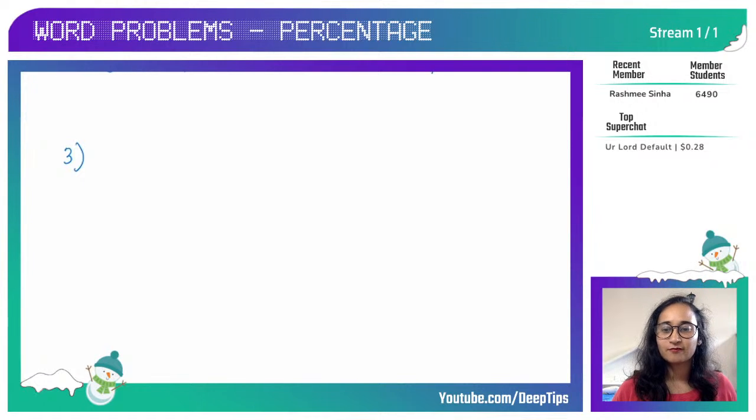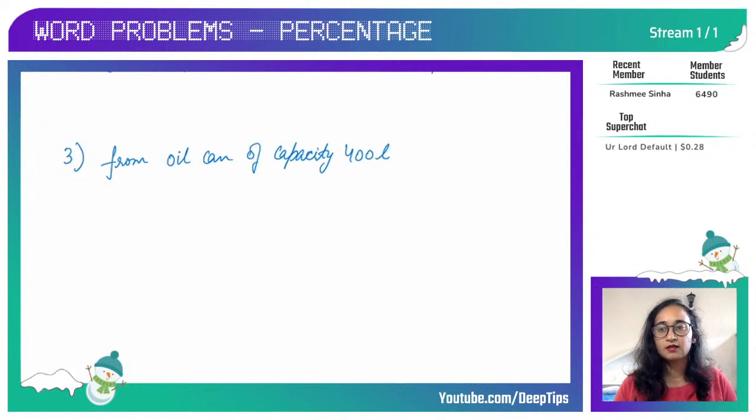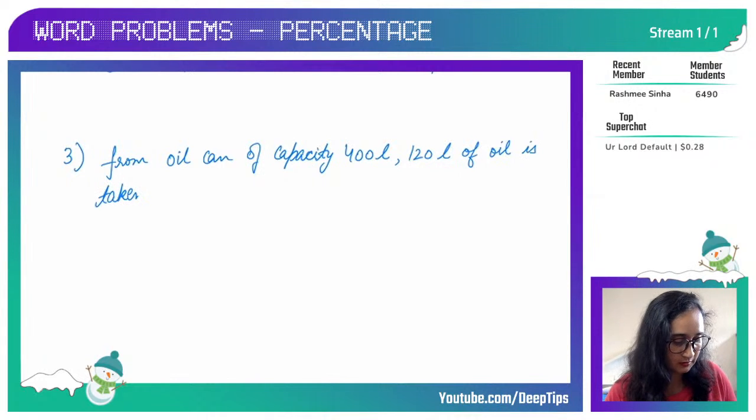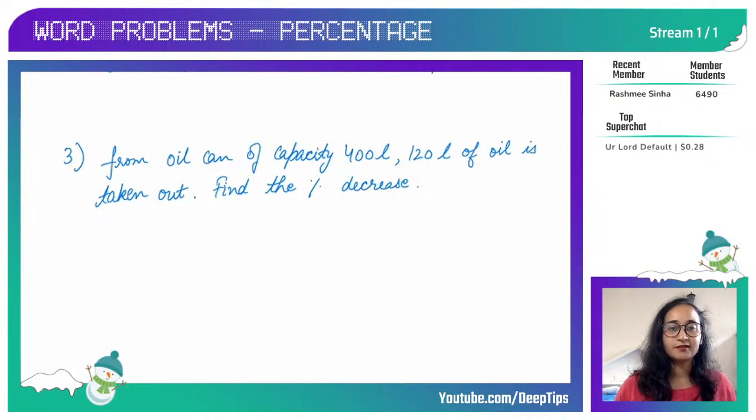Okay, so I have my third question now, which says, from an oil can of capacity 400 liters. So that means the capacity of my oil can is 400 liters. 120 liters of oil is taken out, or maybe it's used. Find the percentage decrease. So this is a very interesting question.